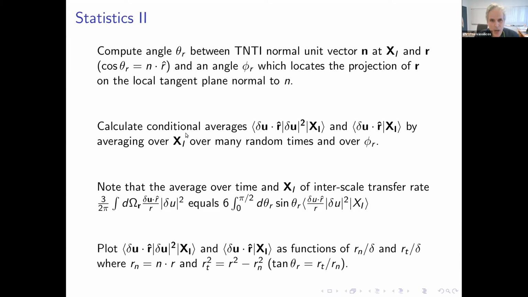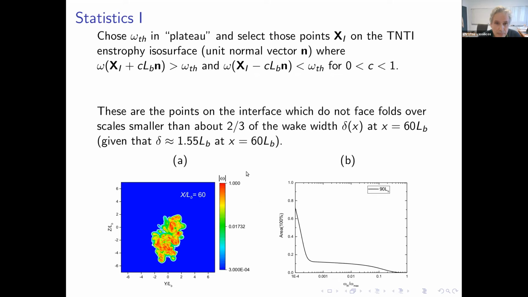So I would then calculate these conditional averages. This one, which is the term that appears in the interscale transfer rate term, and this one here, which simply says whether we are compressing or stretching on average, without saying what this does to the energy here. And note that since I have an average of a phi r over this angle here, which locates the projection on the local tangent plane. Oh, too fast.